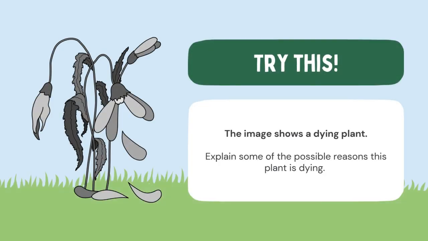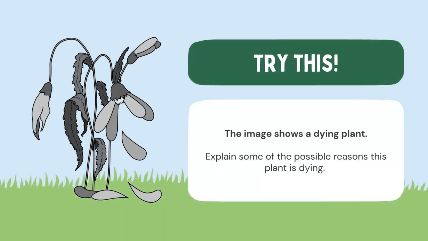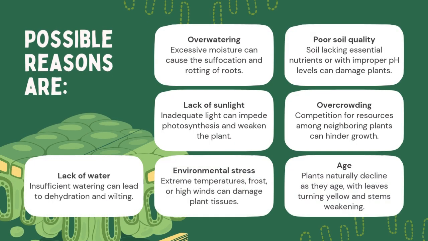Try this. The image shows a dying plant. Explain some of the possible reasons this plant is dying. Possible reasons are: lack of water. Insufficient watering can lead to dehydration and wilting.